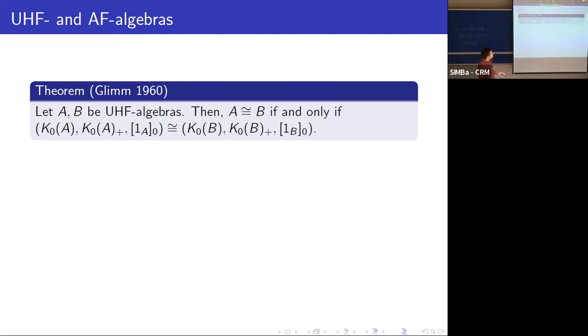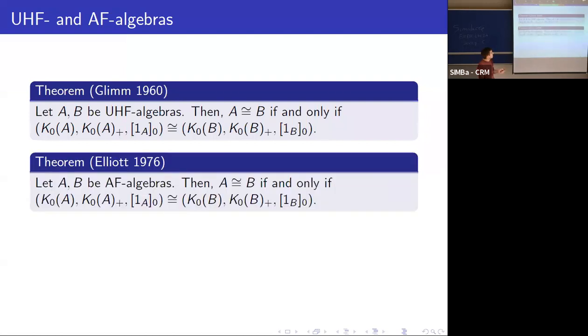So, well, Grimm showed this in the 60s, and then Elliott noted in a paper published in 1976 that you can do the same with AF-algebras. So the result is more general. Right? The class of AF-algebras is bigger than the class of UHF algebras, but the same invariant is still enough. You can tell two AF-algebras apart by only looking at their projections.